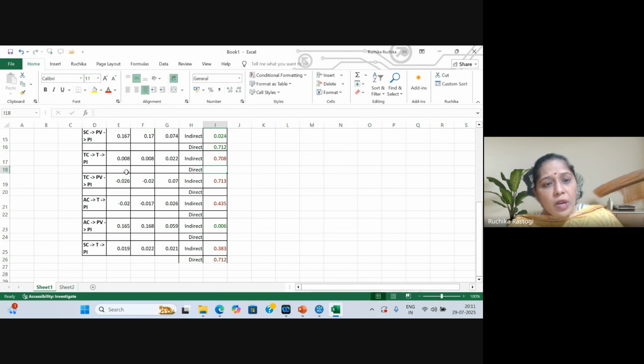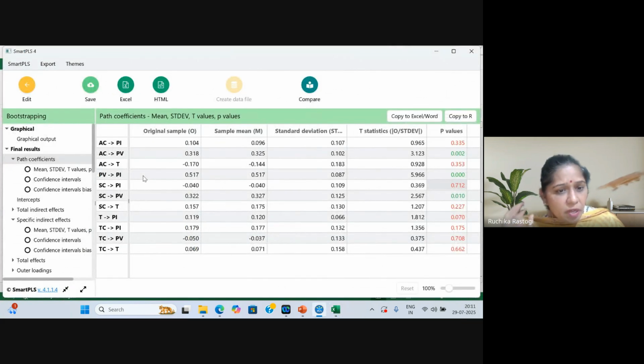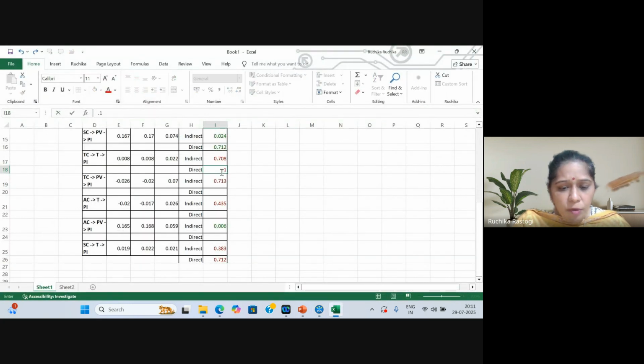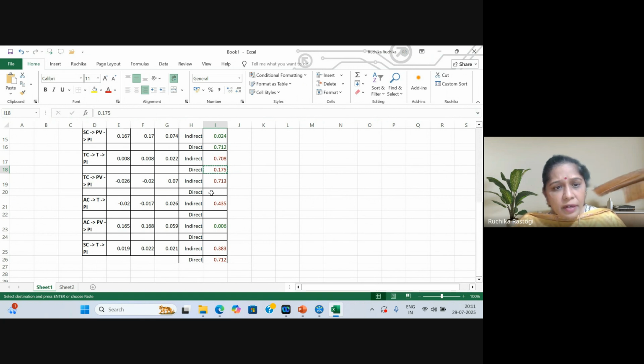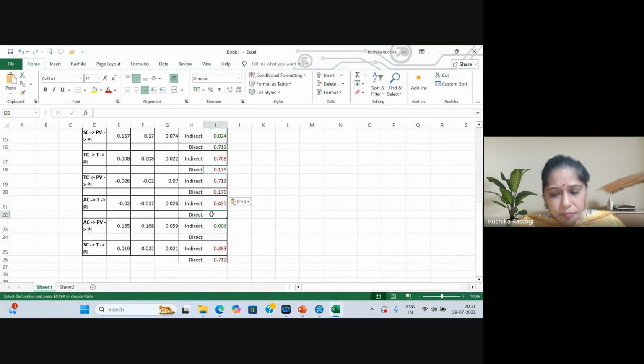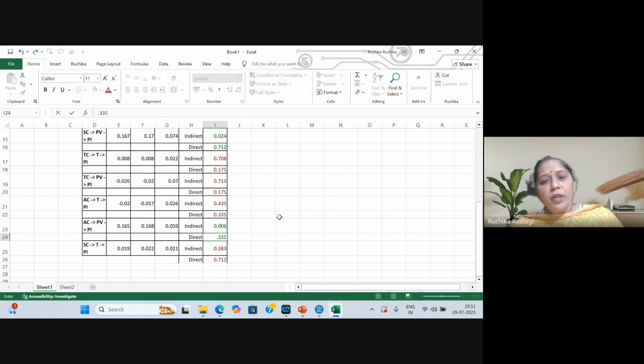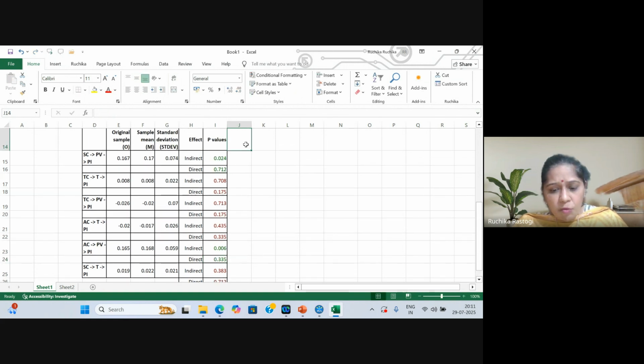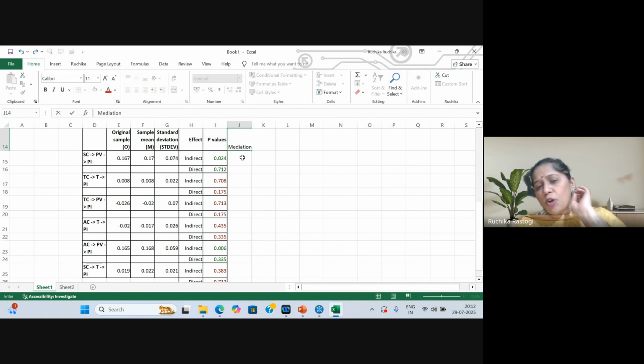Now, what is the direct value for TC to PI? TC to PI, look here, the value is 0.175. So 0.175, I will just copy this. So again, there must be some TC to PI. Yes, here, TC to PI. Then the last one is AC to PI, 0.335. Now, please tell me, with the first one, is there a mediation or not?